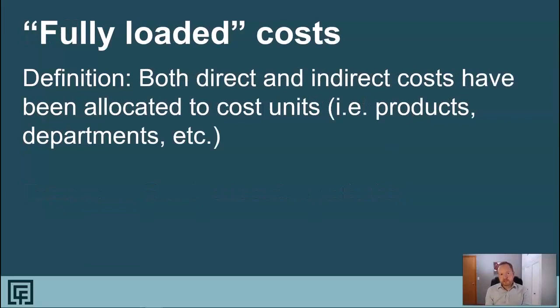Fully loaded costs refer to when we allocate both direct and indirect costs to cost units. These cost units might be products or departments, divisions, or even customers, like I talked about earlier. Let's talk about this in the context of product profitability. We can easily assign revenues to products. Assigning direct costs to products is no problem. Indirect costs present major challenges for profitability analysis. But how do we assign these indirect costs to products?